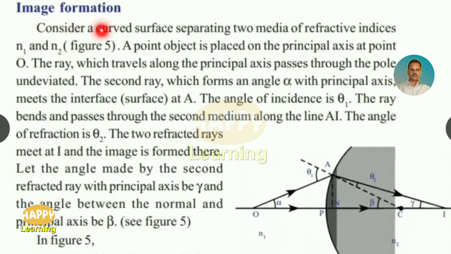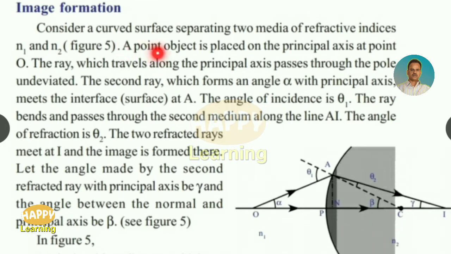Consider a curved surface separating two media of refractive indices n1 and n2. So here is the curved surface. This is of refractive index n1 and here is the refractive index n2. So this white portion is refractive index n1. This dark portion is refractive index n2.